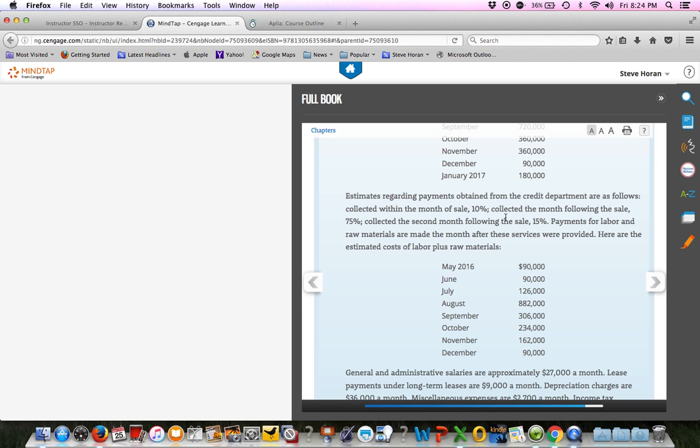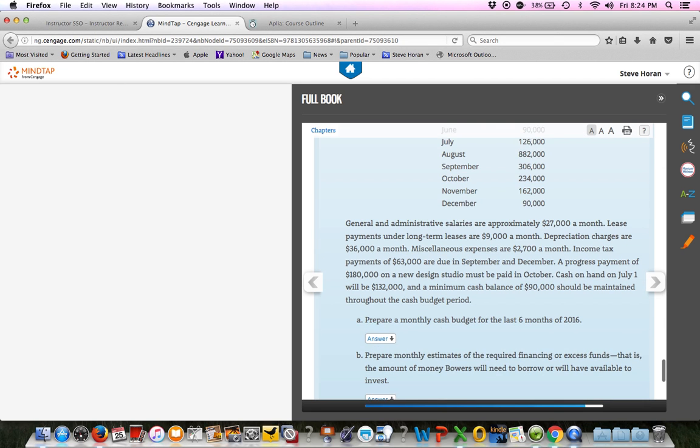Now, you might have a problem that says maybe it adds up to be 99% or 98%. They're just building in the fact that not everything sold on credit will be collected. It says that payments for labor and raw materials are made the month after these services were provided. Here are the estimates of cost of labor and raw materials. So basically, if we incurred 90,000 of those in May, we'd pay them in June. If we incurred 90,000 in June, we'd pay that in July. That's basically what they're telling us.